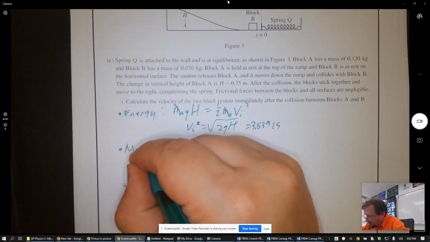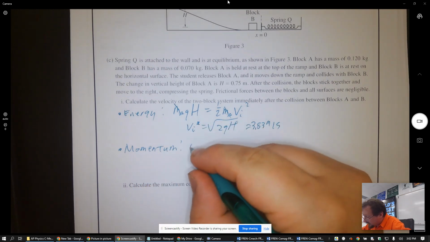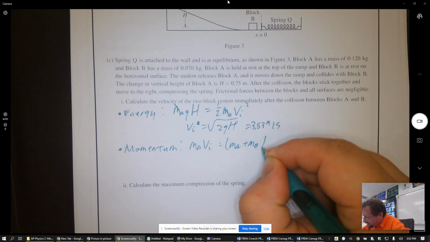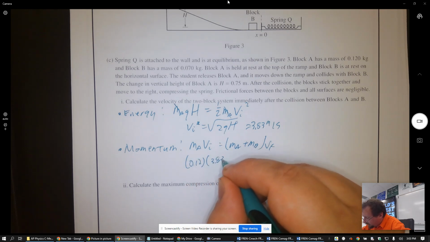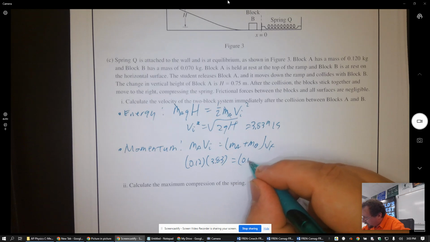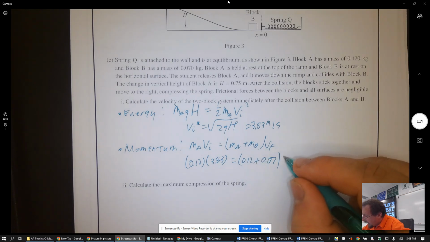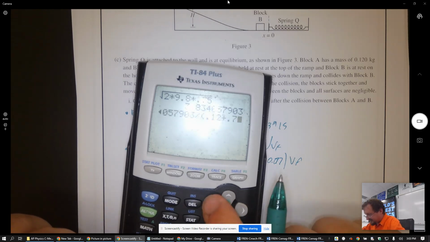Now we're going to do a good old momentum. We're going to do your friend and mine, momentum. So momentum is going to be the mass of A times the v before the collision equals the mass of A plus the mass of B times v after the collision. So 0.12 times 3.83, over 0.12 plus 0.07. I'm going to take 0.12 times this number, and I'm going to divide it by 0.12 plus 0.07.